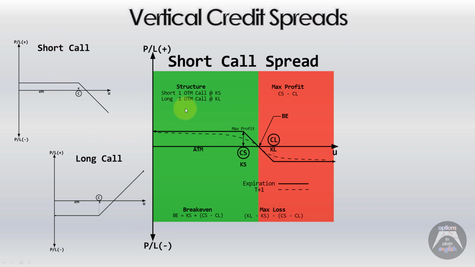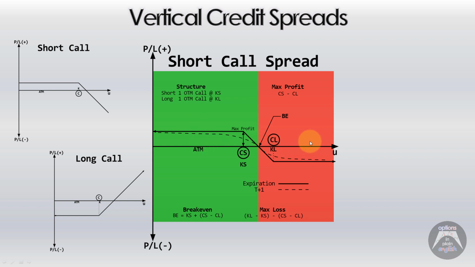This position is made up of two legs: a short out of the money call at strike price KS, and a long out of the money call at strike price KL. In this case, the max profit is going to be the credit that you receive when you put it on, so the short call premium, CS, minus the long call premium, CL. The max loss is going to be the width of the spread minus the credit that you got.